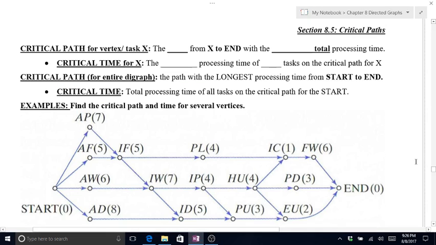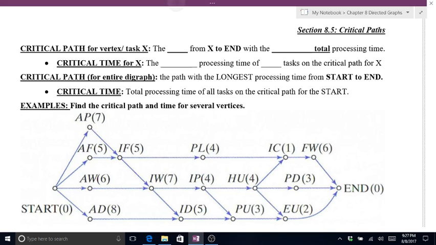All right, everyone, the last two sections of Chapter 8, critical paths and the critical path algorithm. So, first things first, let's talk about critical paths. Critical path for vertex task X.